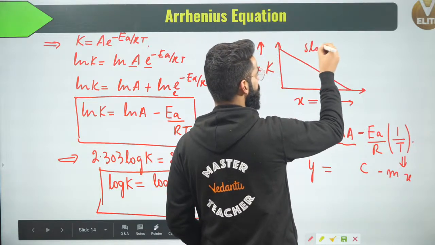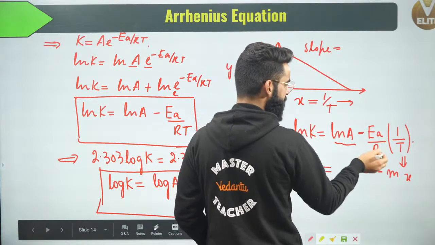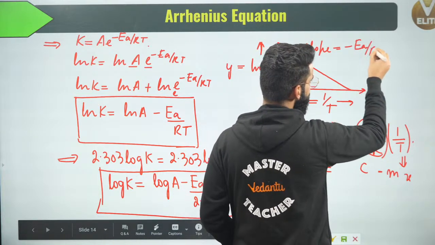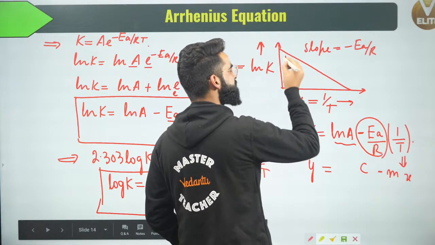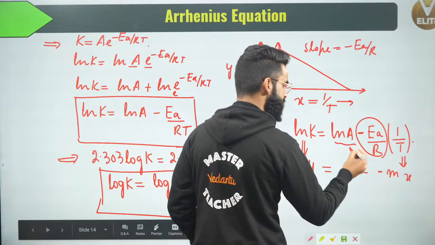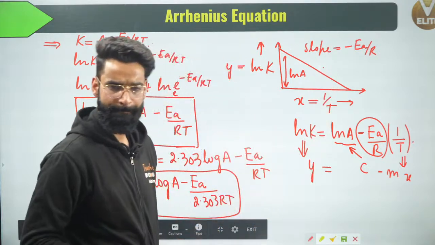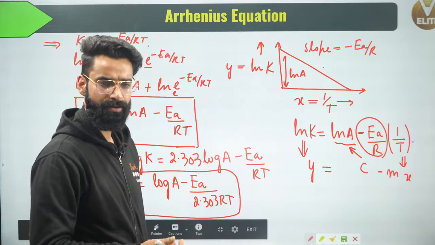What about the slope of this curve, guys? I'll say the slope of this curve is simply minus EA divided by R. If I ask you what is going to be the intercept right here, the intercept is the value of C, which I got as ln of A. This is the first curve which I got.